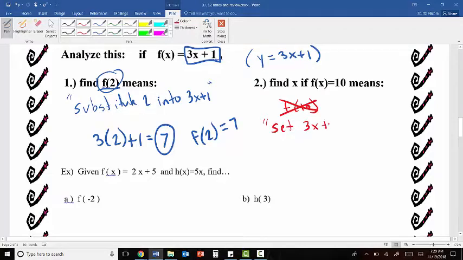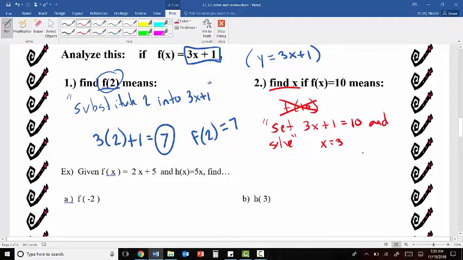All it says is set 3x plus 1 equal to 10 and solve. That's really different than this example. This example said, hey, plug this in for x. This example said, hey, set your formula equal to 10 and figure out what x is. Hence, it says find x. So if I were to do that, I would get 3.